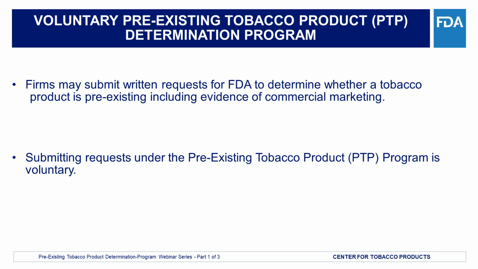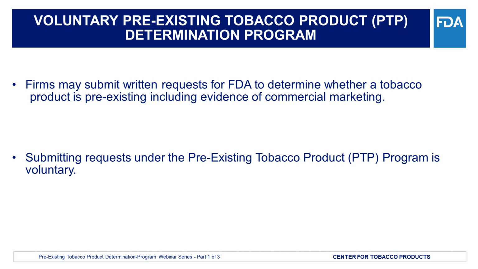In the context of substantial equivalence reports, comparing a new tobacco product to a tobacco product that has been previously determined to be a pre-existing product can facilitate review of the report if your pre-existing product also qualifies as a predicate, which we will describe briefly later in this presentation. A pre-existing determination may also help you during manufacturing inspections.